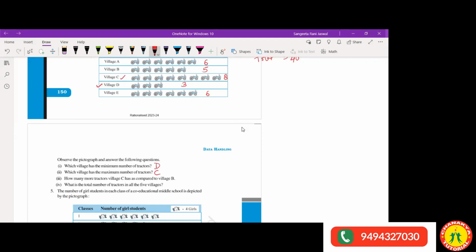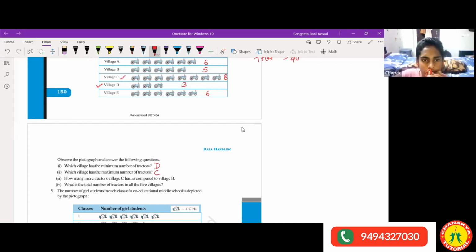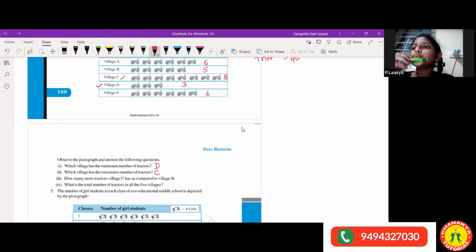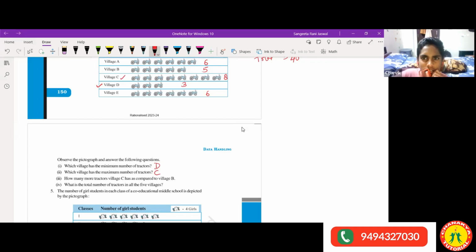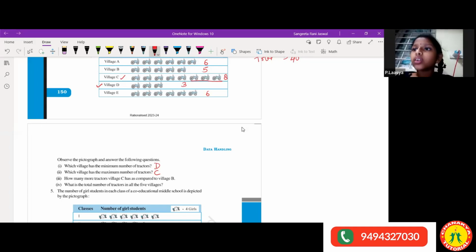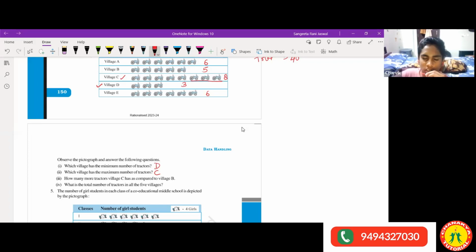How many more tractors does village C have as compared to village B? Village B has 5. So how many more does C have? Ma'am, 3. Village C has 8 and village B has 5. So 8 minus 5 is 3, no? Village C has 3 more tractors. Okay, ma'am.